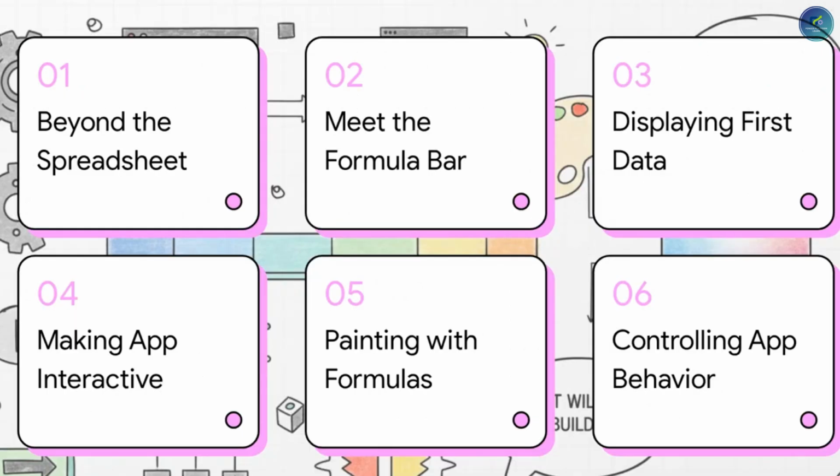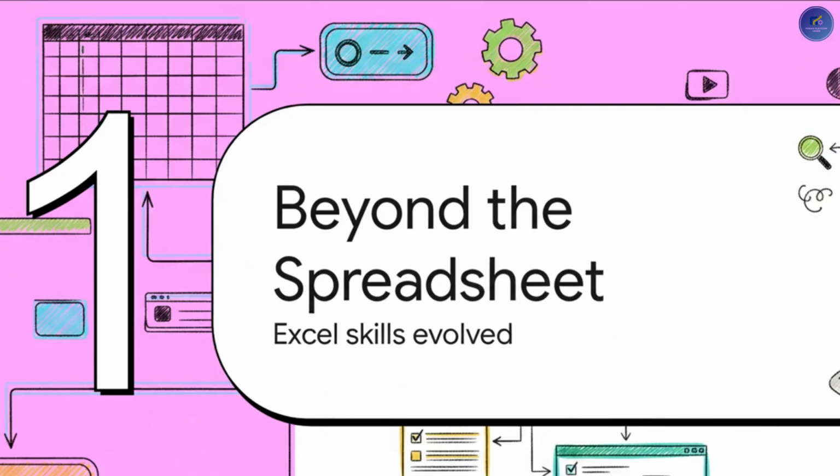So here's our game plan. We're going to start by kind of evolving that spreadsheet mindset and getting to know the formula bar. Then we'll get right into it. We'll display some data, make our app interactive, and even use formulas to control the design and the entire behavior of the app. First up, let's talk about moving beyond the spreadsheet.